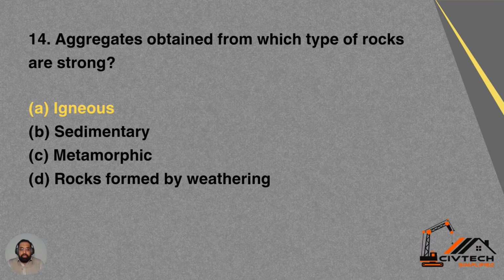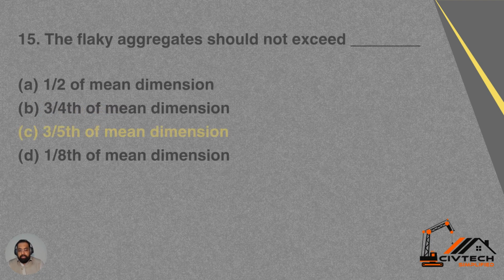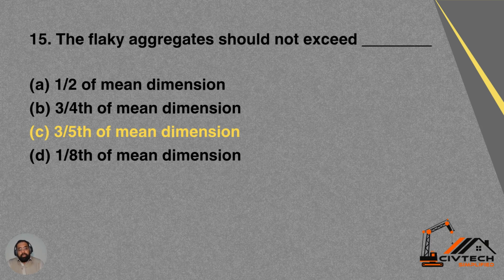Question 14. Aggregate obtained from which type of rocks is strong? Option A, igneous rock; option B, sedimentary rock; option C, metamorphic rock; option D, rock formed by weathering. So the aggregate obtained from igneous rocks is strong. A is the correct answer.